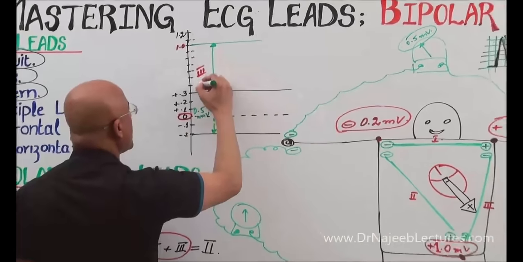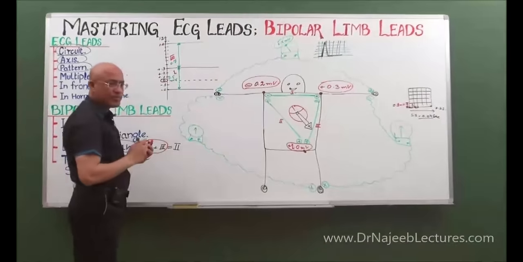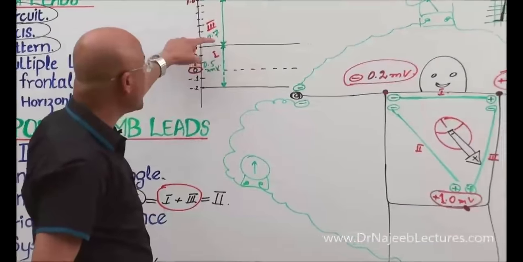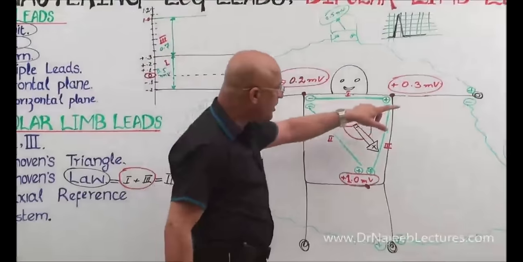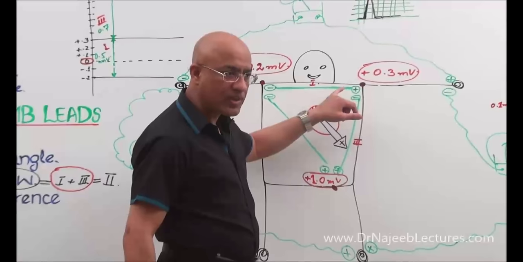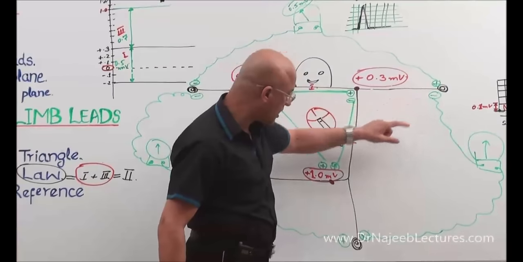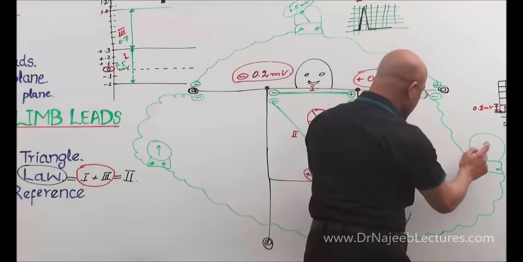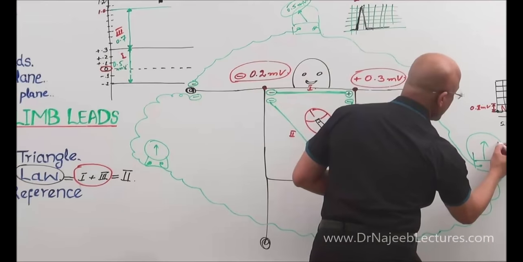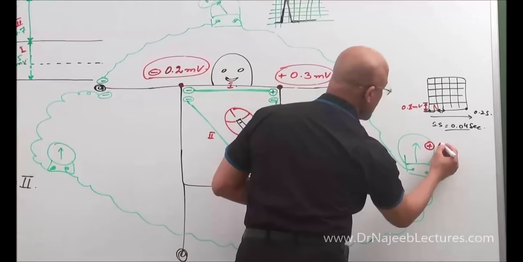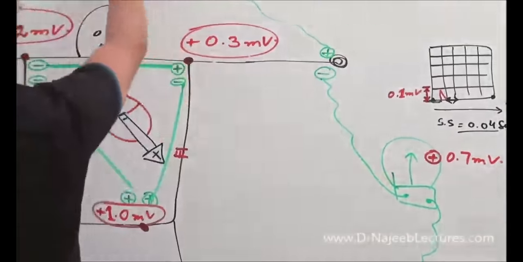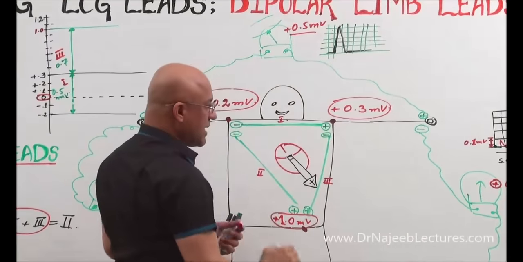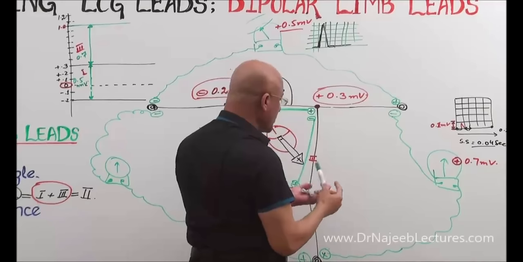How many millivolt? 0.7. Is it clear? From where this 0.7 came? The voltage of lead number 3. From where it came? The difference of voltage potential recorded between the negative electrode and positive electrode of lead number 3. So what was the deflection here? Positive how much? 0.7 millivolt. Here it was positive how much? 0.5 millivolt.